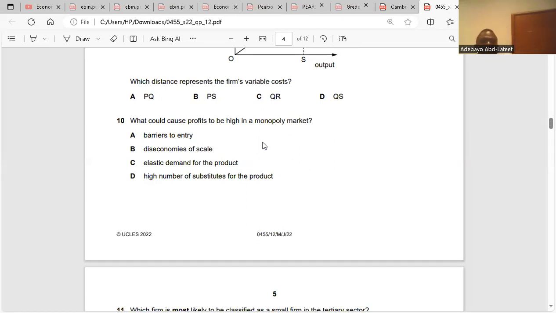Question 10. They said, what could cause profits to be high in a monopoly market? Profit will only be high if there's barrier to entry. Yeah. Clear? Yes.